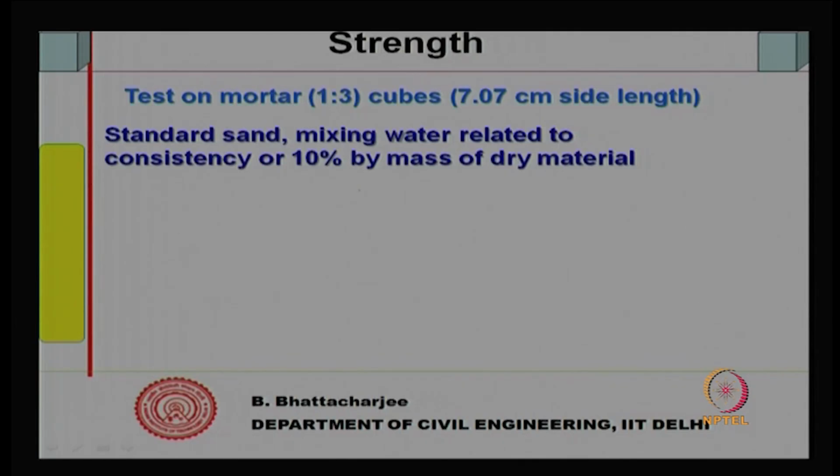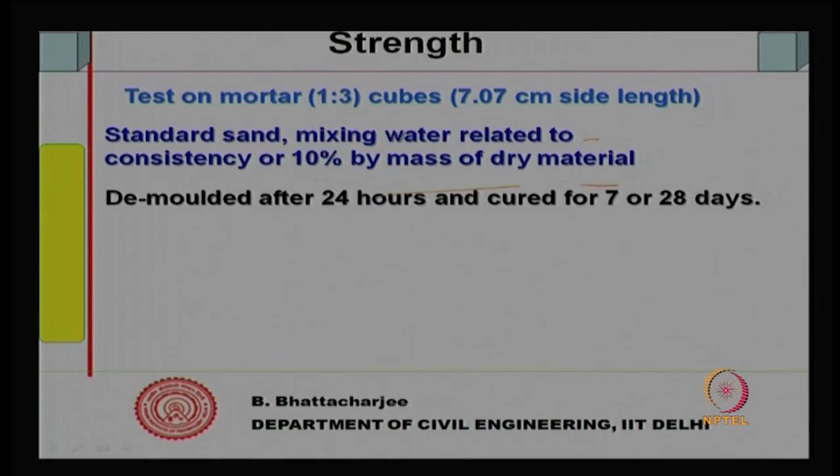Mixing water is related to consistency by a formula, or it is 10% by mass of total dry material, cement and sand, or in some cases it is related to P, the standard consistency, right.